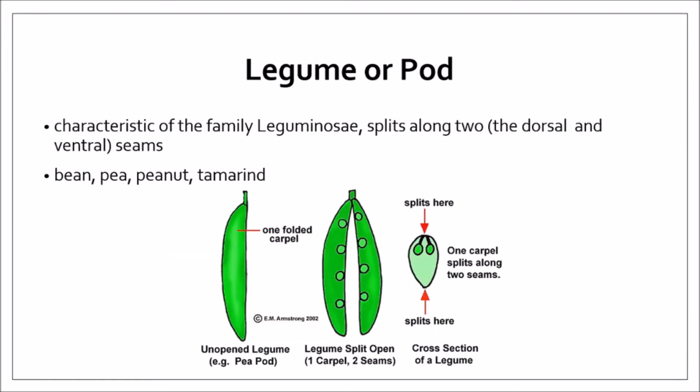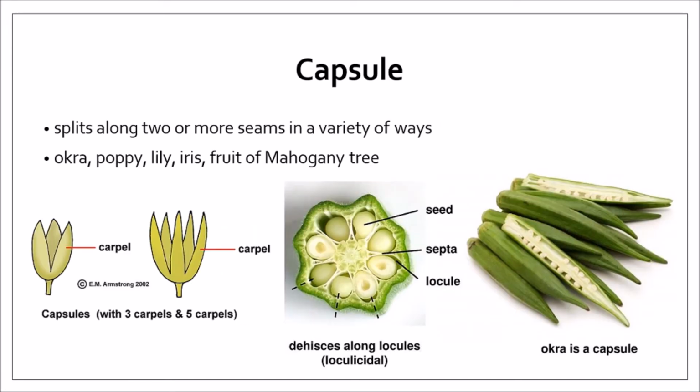However, if it splits along two seams, dorsal and ventral, then it is called legume. So we have here an example, peanut. Peanut is not a nut, it is actually a legume. If it splits along two or more seams in a variety of ways, then it is called capsule. A very good example is the okra.